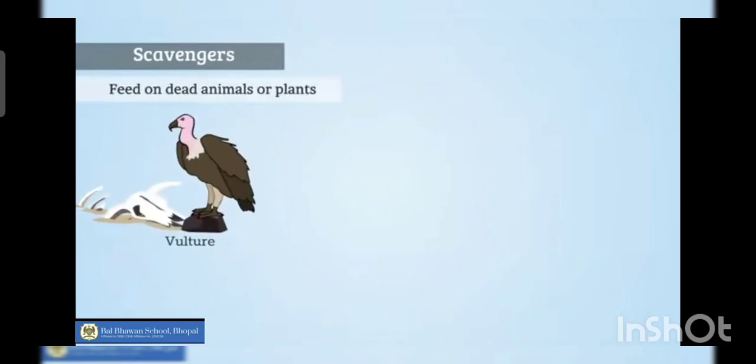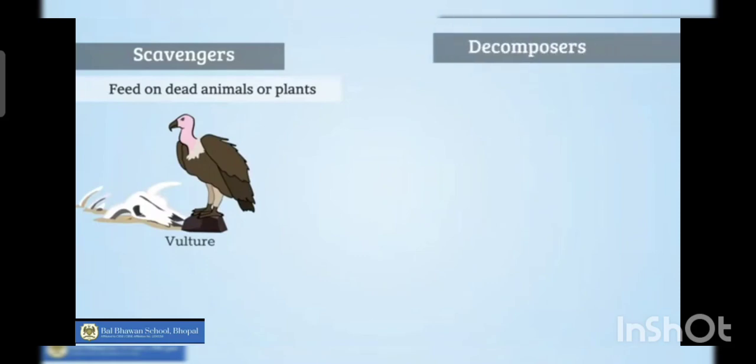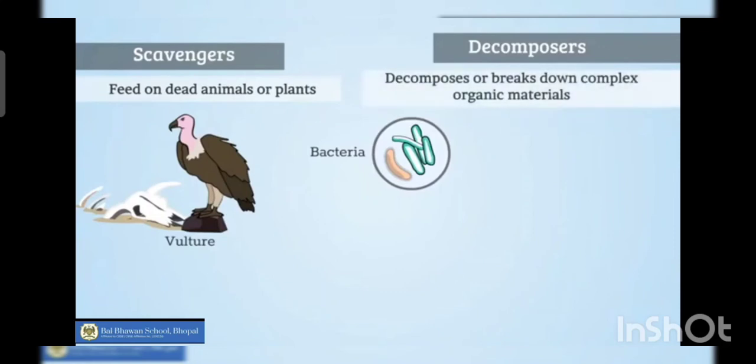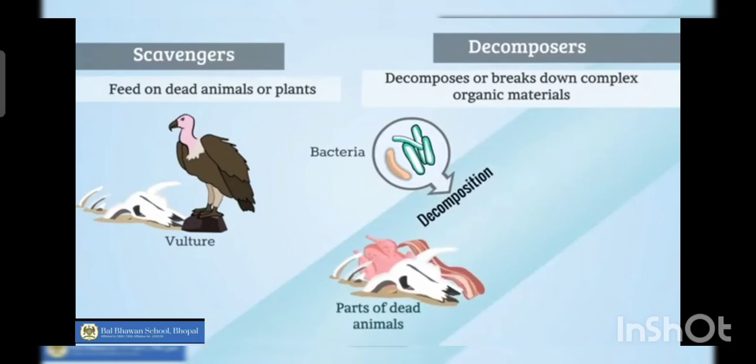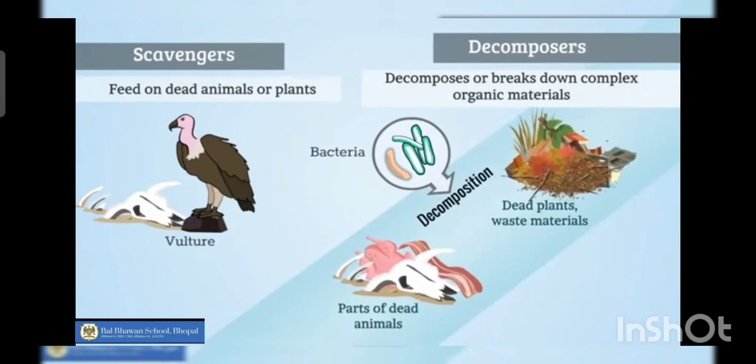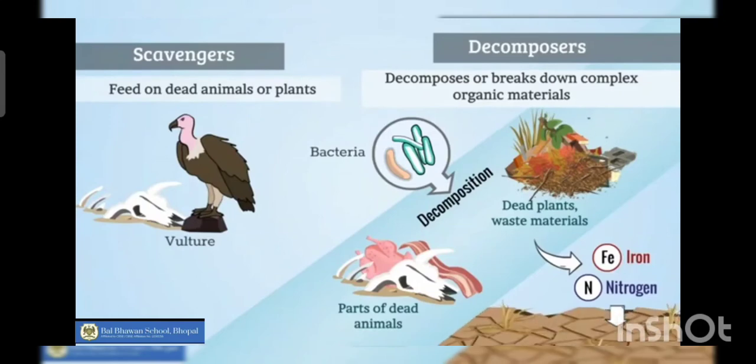Scavengers. Scavengers are the animals that eat the flesh of dead animals. Examples are crow, vulture, hyena. And the last category is the decomposers, which decompose or break down the dead organic matter of plants or animals. For example, all your microorganisms come under the category of decomposer, which decompose the food. So that's all.